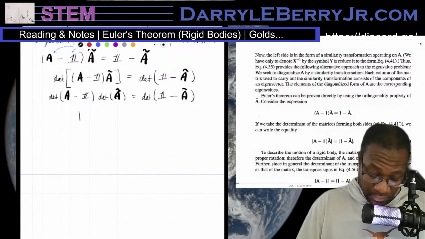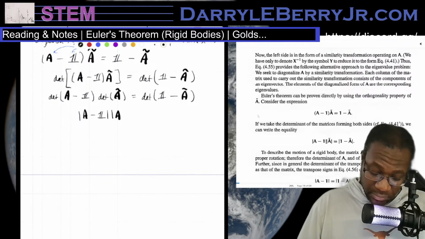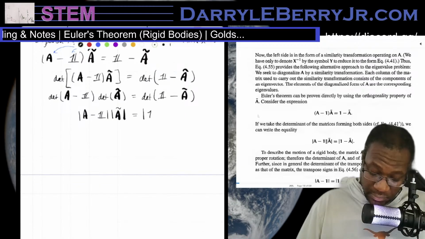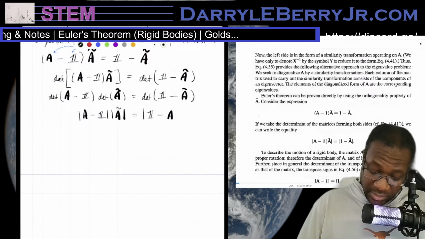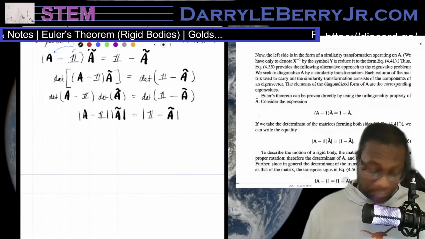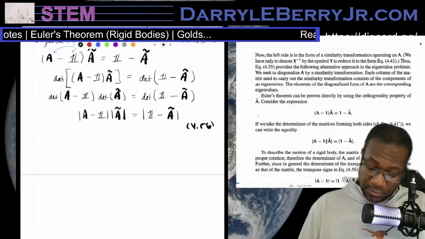So A minus identity matrix, determinant transpose equals identity matrix minus A transpose. And this is 4.56.